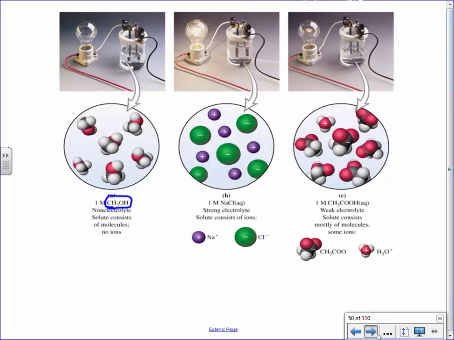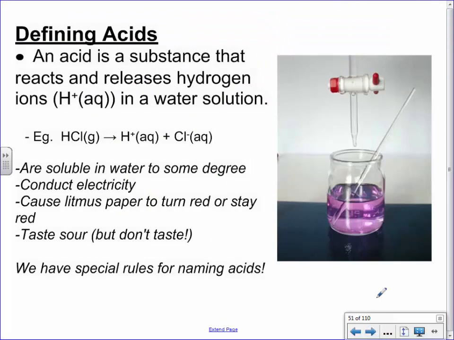Okay. Other properties we should talk about involve the pH of a solution. You guys have heard of pH before, right? Anybody know what pH stands for?